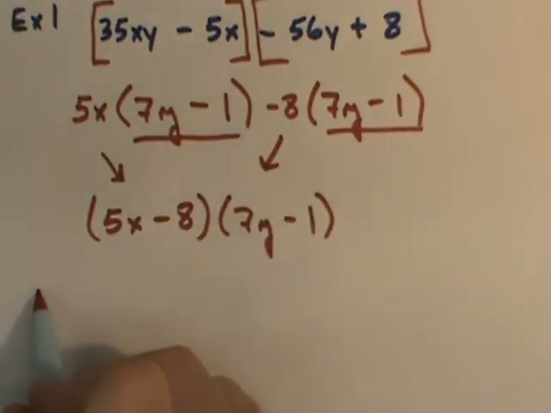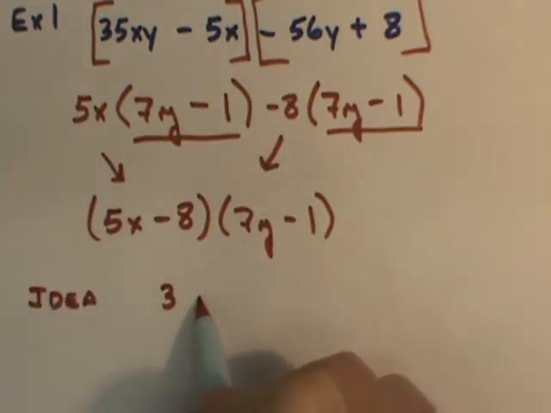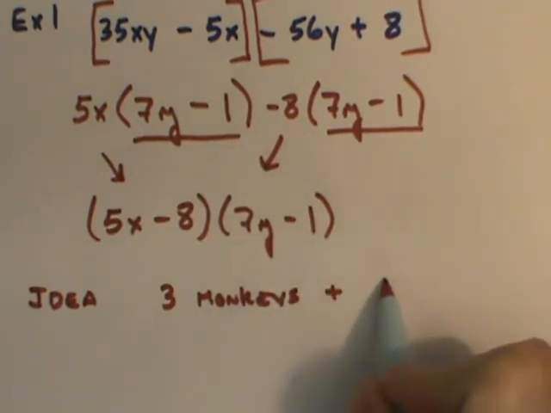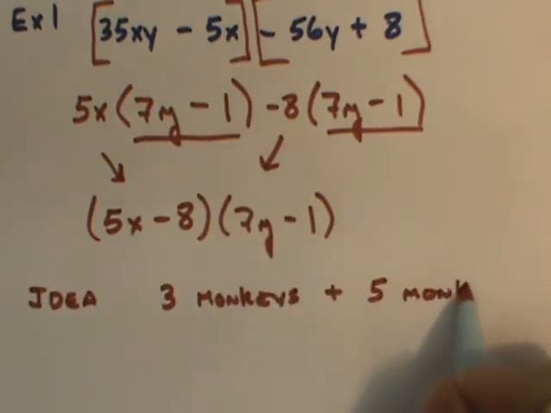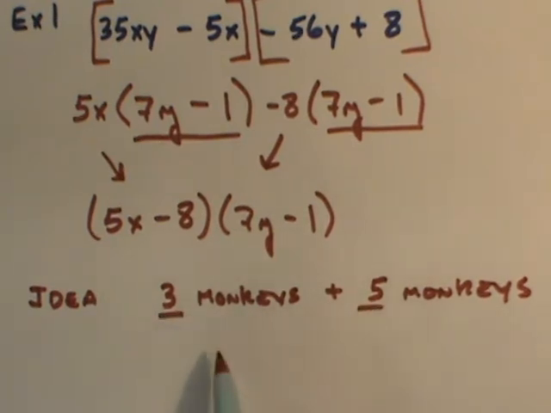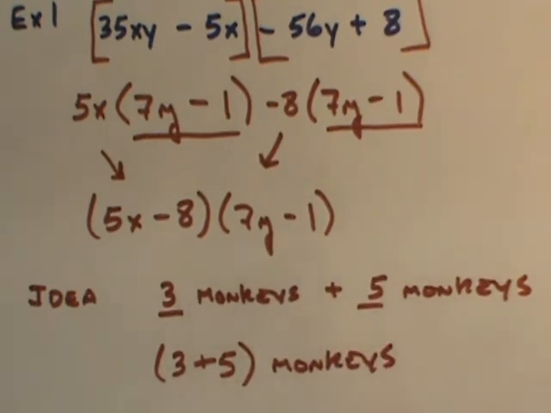And so let me just throw an idea in here. If I said I had 3 monkeys plus 5 monkeys, would you agree that I could take the coefficients and say 3 plus 5 is 8, so I could bring those together, 3 plus 5, and then the monkey part is just a label, and so it would be 3 plus 5 monkeys. And of course, in this case, I could actually add that to get my 8 monkeys.